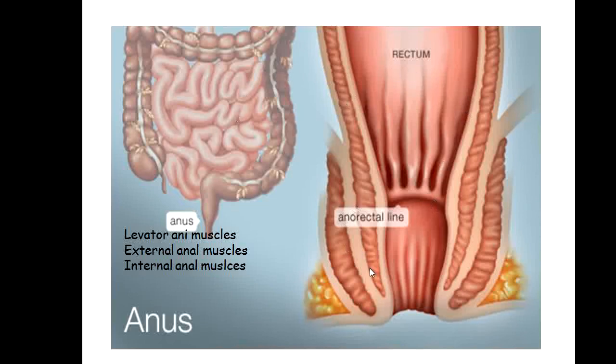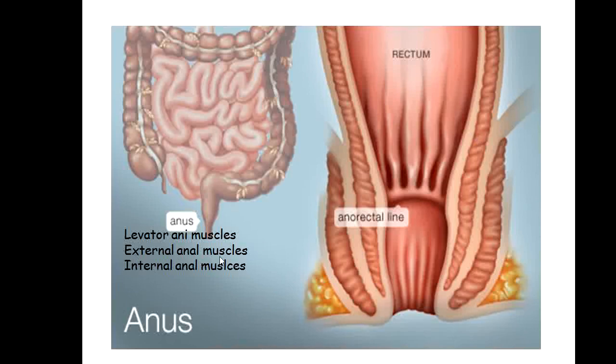You can also see the anal portion, and this is a type of muscle, called the levator ani muscle. This levator ani muscle is connected by this line with the rectum. It helps in the defecation of stool.